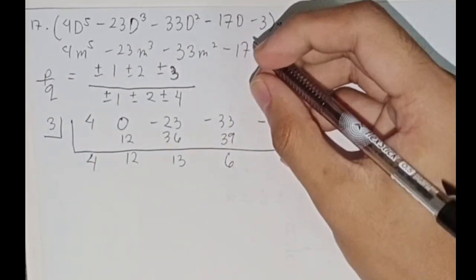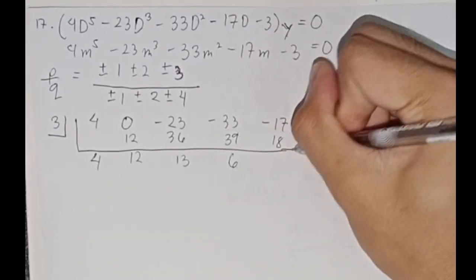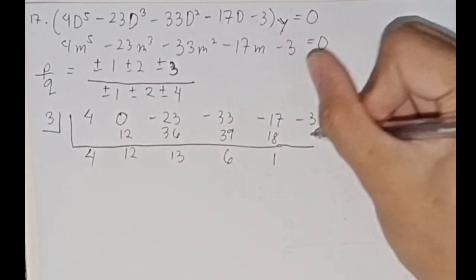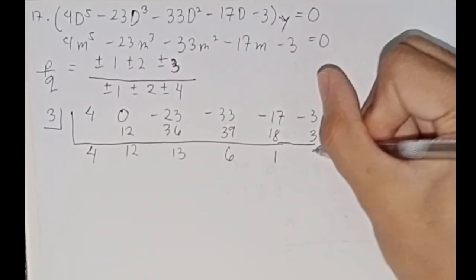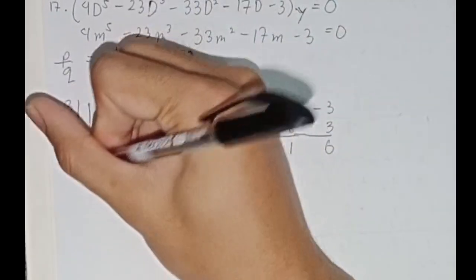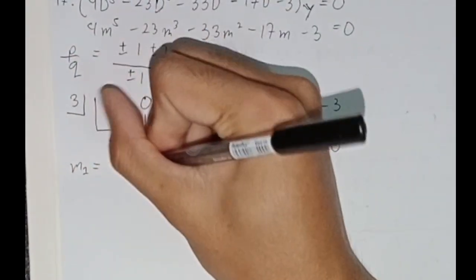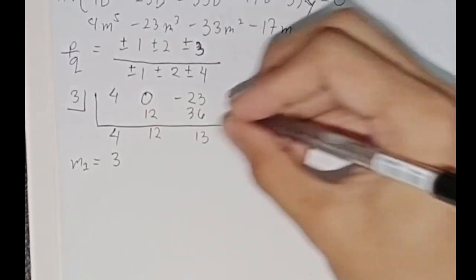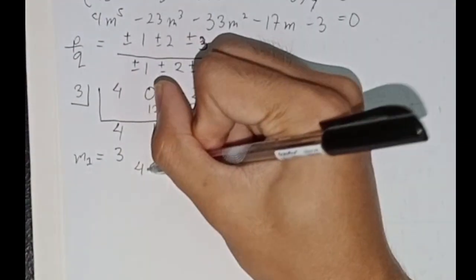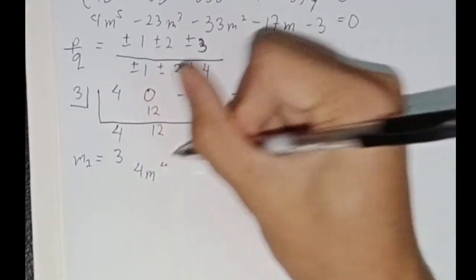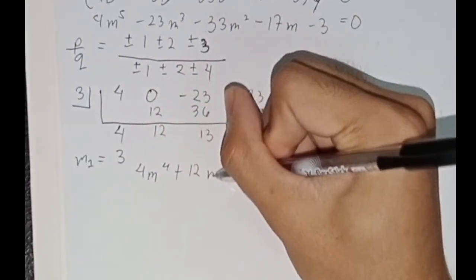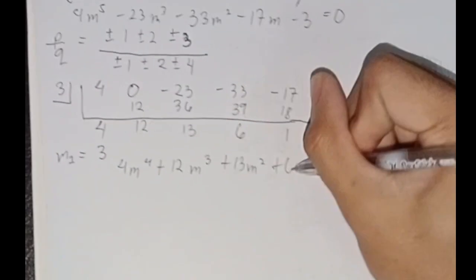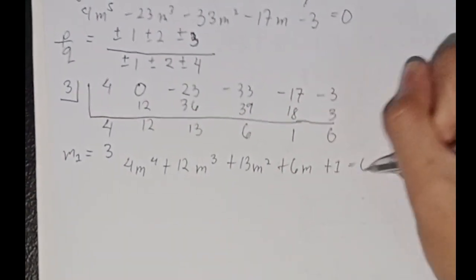So 6 times 3, that will be 18. And 18 plus negative 17 is 1. So 1 times 3, that will be 3. So 3 plus negative 3 is 0. Therefore, our m sub 1 is equal to 3. So the answer of this synthetic division will be written in the equation with reduced order. So that will be 4m to the power of 4 plus 12m to the power of 3 plus 13m squared plus 6m plus 1 is equal to 0.